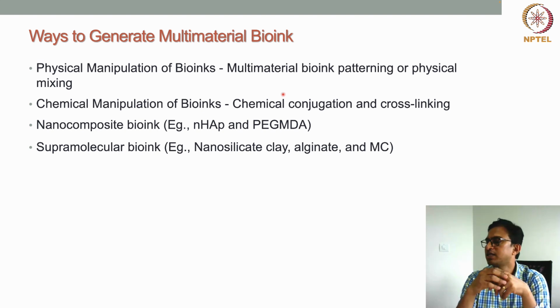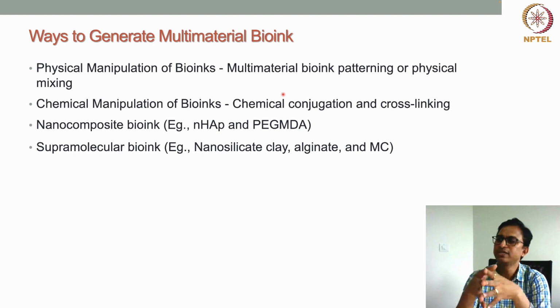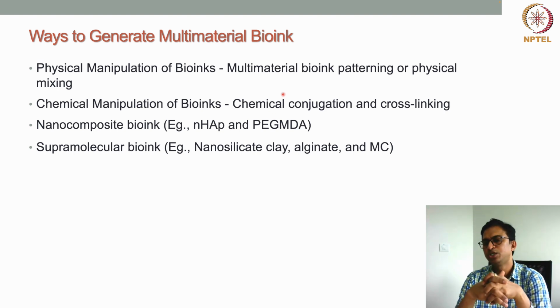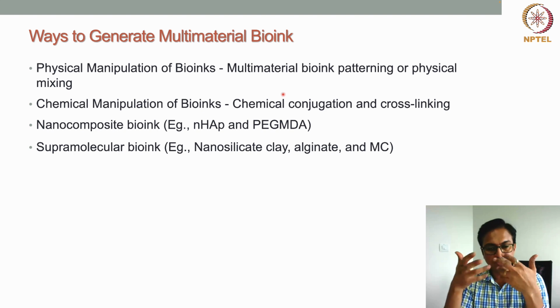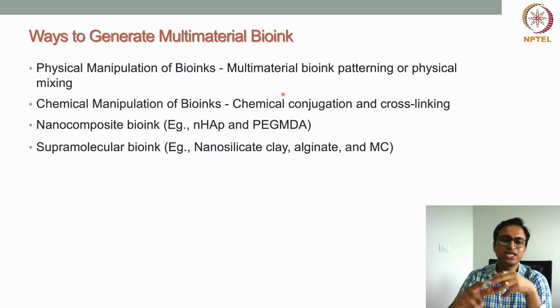This chemical cross-linking, and other things, can also be done post printing, after deposition, after fabrication of the structure. This chemical cross-linking can be used for further stabilization of the structure, or to further improve the mechanical properties. So these are two ways: by physically manipulating the bioink, and by chemically manipulating the bioink, we can develop a multimaterial bioink.